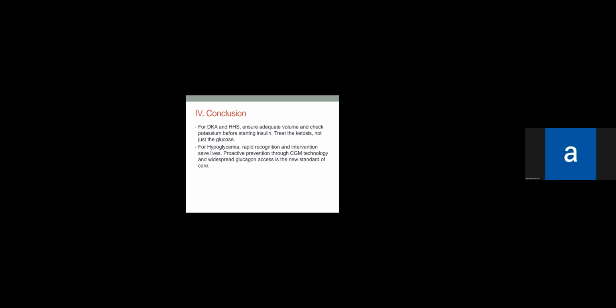Now, to summarize, management of diabetic emergencies requires a methodical, protocol-driven approach. For DKA and HHS, ensure adequate fluid volume and check potassium before starting insulin. Treat the ketosis, not just the glucose. For hypoglycemia, rapid recognition and intervention save lives. Using continuous glucose monitoring is better. Any questions?